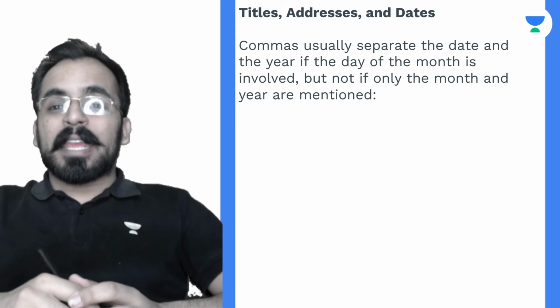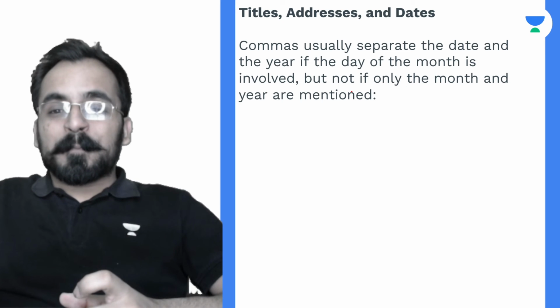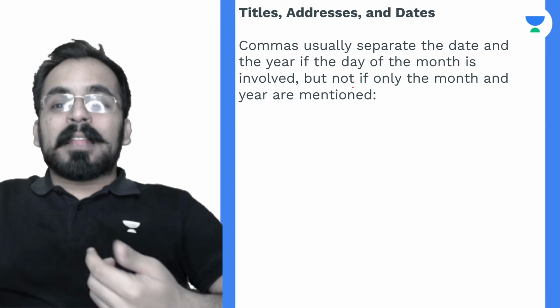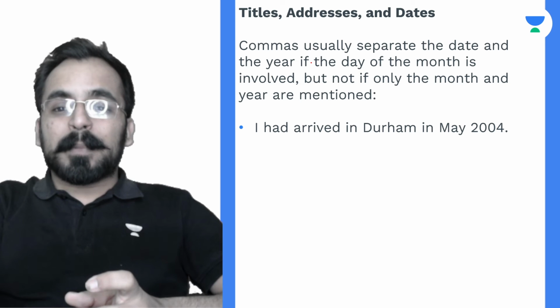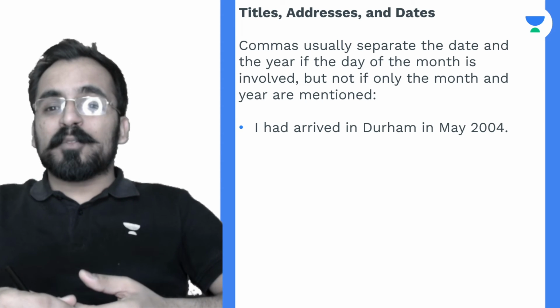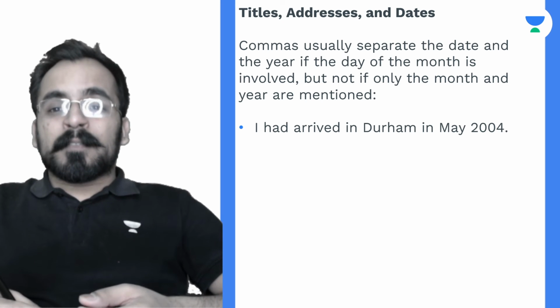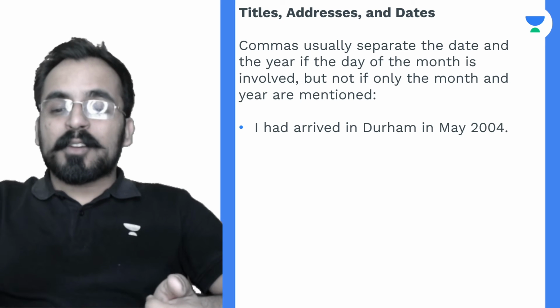Next rule is for dates. Commas usually separate the date and the year if the day is involved. If the day of the month is not involved, we only have the month and year. For example, I had arrived in Durham in May 2004. Now we don't have a day. We just have the year and the month. So in that case, we don't use a comma.